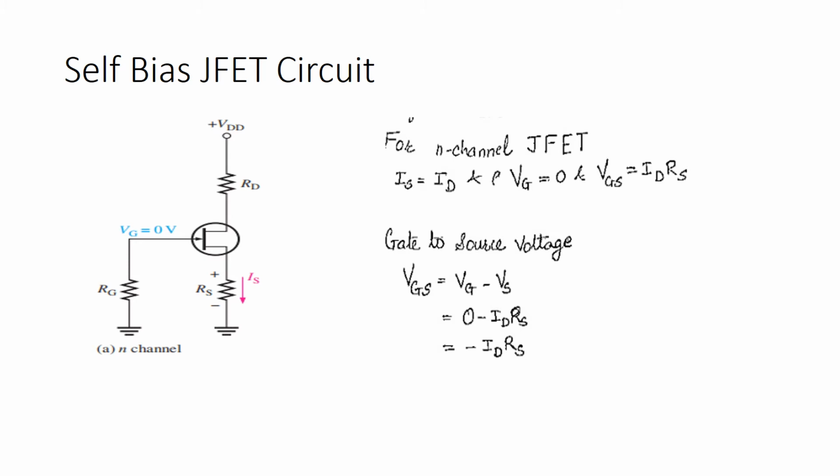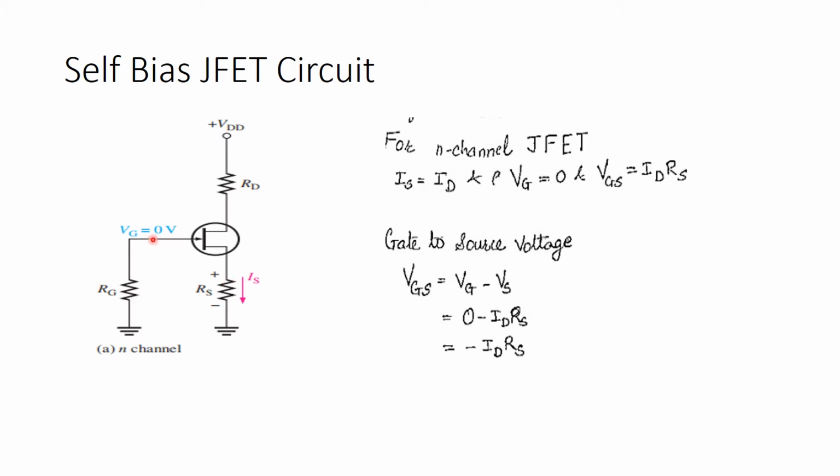So self-bias circuit, in this case, your RS is connected. This whole circuit, the self-bias circuit, is comparable to our emitter bias bipolar junction transistor. So for N channel, IS is equal to ID, VGS is equal to 0, VS is equal to ID RS. Gate to source voltage.